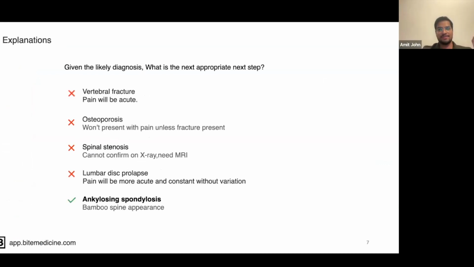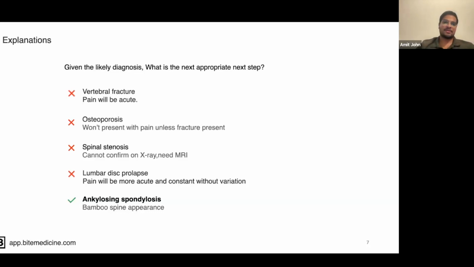Yeah, very good. So this bamboo spine appearance is very characteristic of ankylosing spondylitis. So it's very textbook. It is quite a late manifestation, which you'll see in the X-ray. We'll go through all the X-ray findings later on. But if anything you learn from today, hopefully you can just correlate bamboo with ankylosing spondylitis.